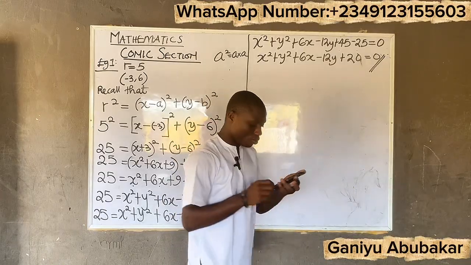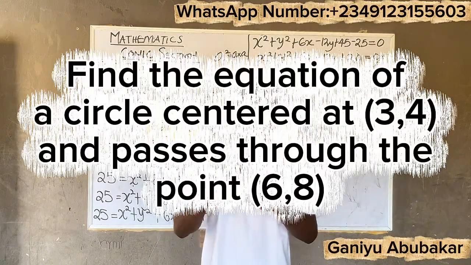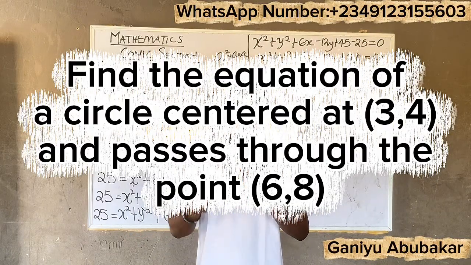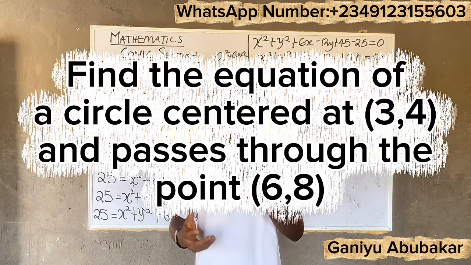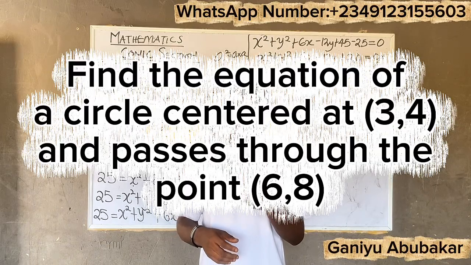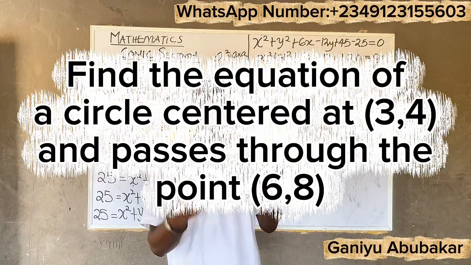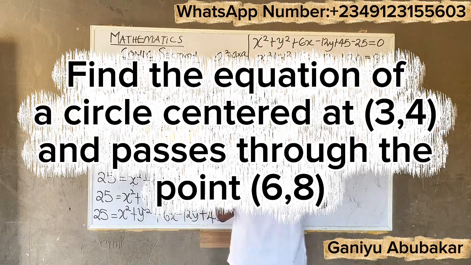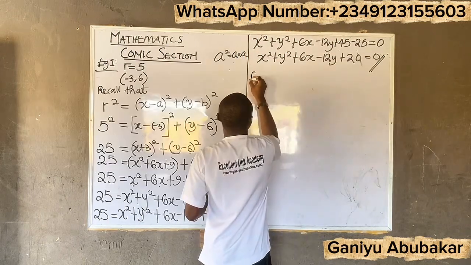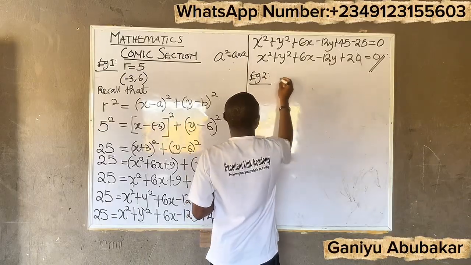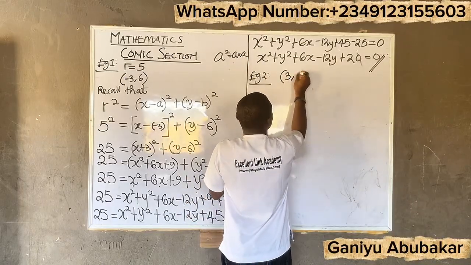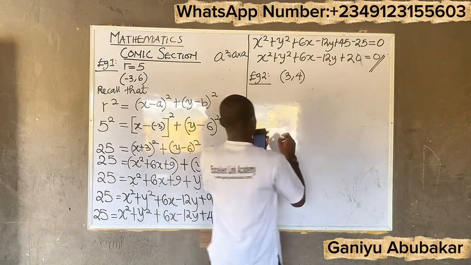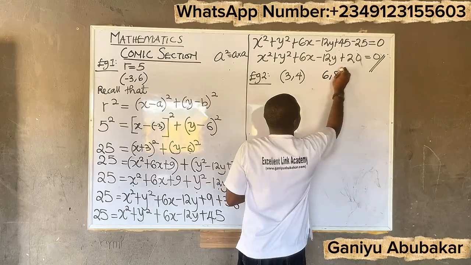All right, example 2. It says find the equation of a circle centered at 3, 4 and passes through a point 6, 8. They give us the center point as 3, 4, and it passes through a point, 6, 8.